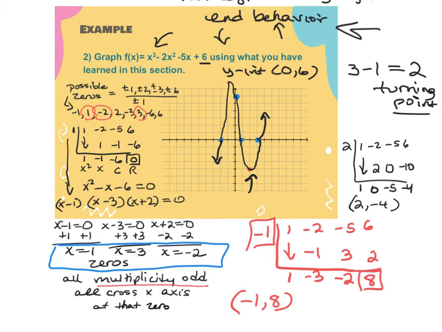So if you ever happen to get a standardized test question, I don't think it asks you for this in the homework, but if it asks you how many turning points there are, you just take the leading term's exponent and subtract 1 from it. And that's how many times your graph will turn.